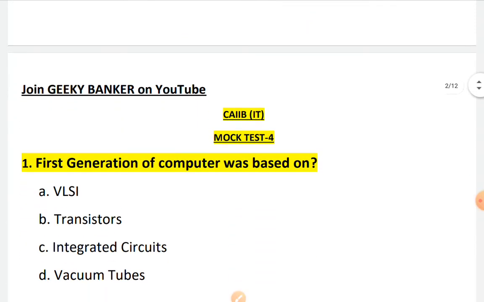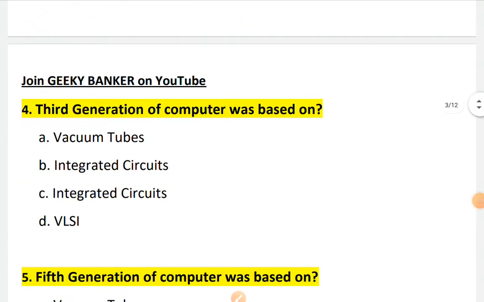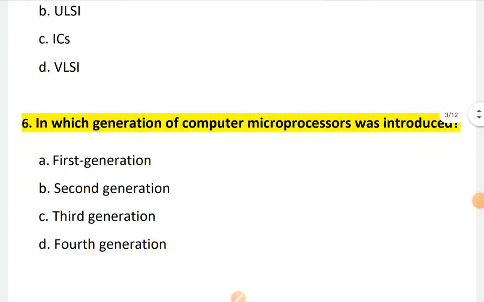First question is, first generation of computer was based on. So in first generation computer, vacuum tube. Okay, so this was used in first generation computer.